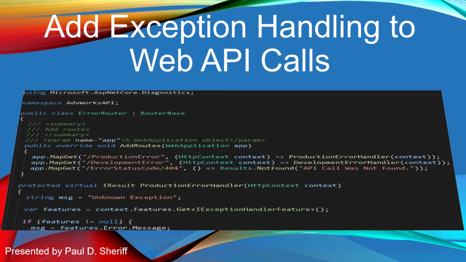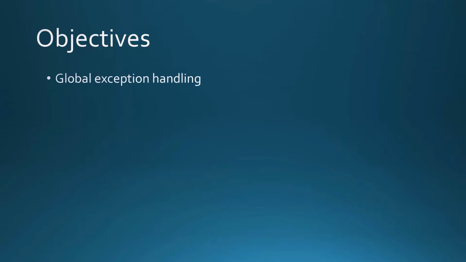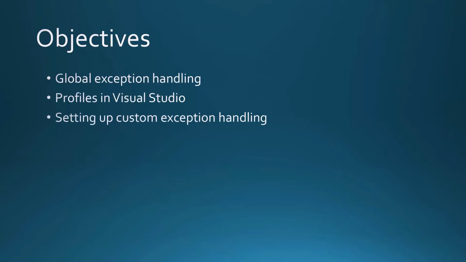This lesson is Add Exception Handling to Web API Calls. The objectives for this lesson are to take a look at the global exception handling built into ASP.NET, talk about profiles in Visual Studio so you can see how exception handling works differently in development versus production. We're going to set up some custom exception handling, talk about status code handling, and exception logging.